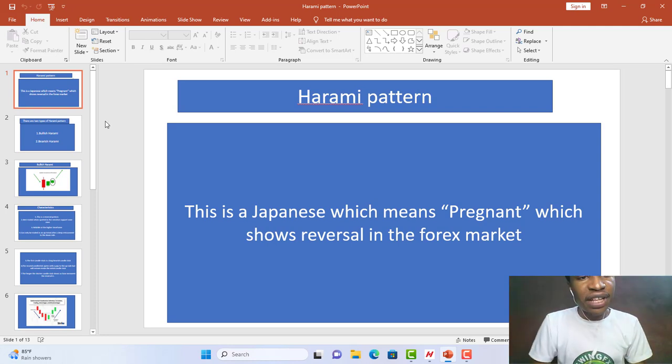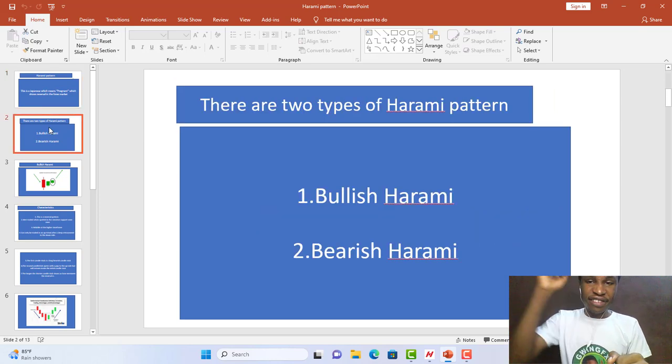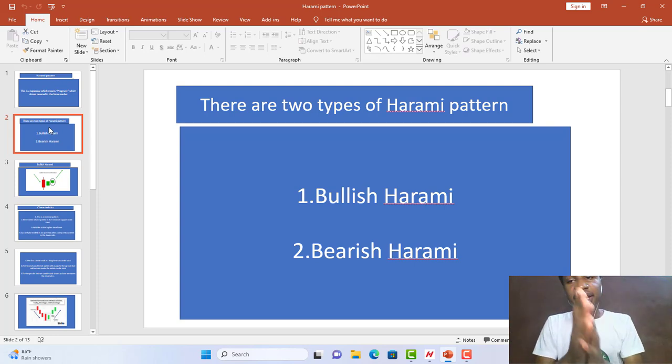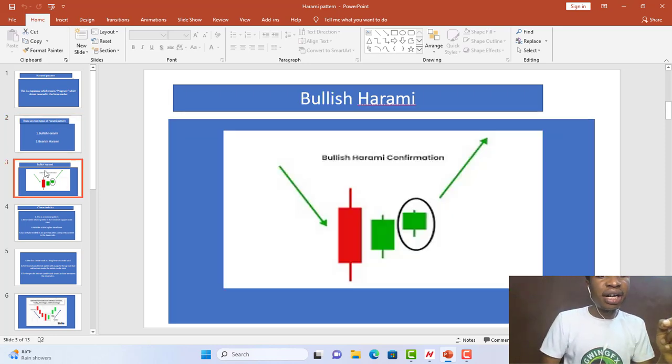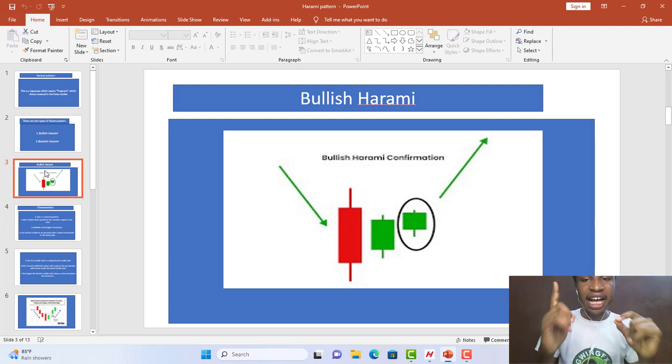There are two types of this Harami pattern. We have the bullish Harami and we also have the bearish Harami pattern. Now, before sharing our screen and checking how it looks on the chart, this is how a bullish Harami looks.